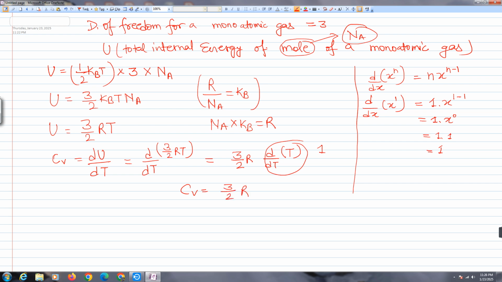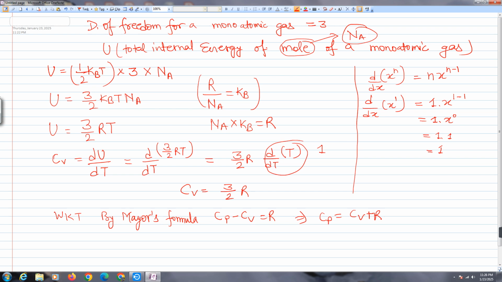It comes out 3/2 R, and we know that by Mayer's formula, Cp minus Cv is equal to R. So that implies Cp is equal to Cv plus R. We already calculated the value of Cv. So Cv is 3/2 R, plus R can be written as 2R by 2.